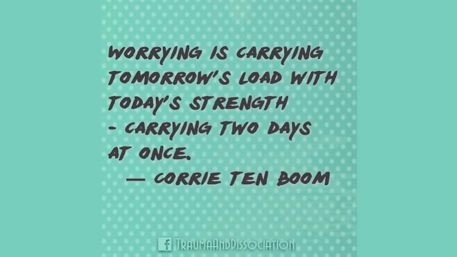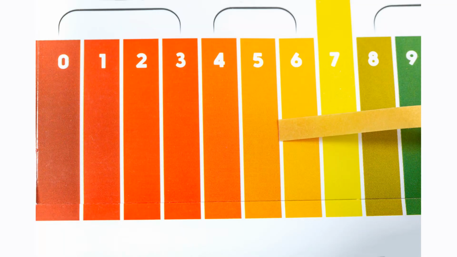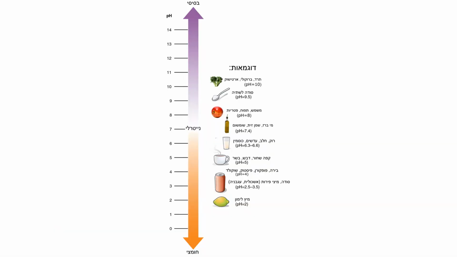The strength of an acid or base is determined by its dissociation constant, which is a measure of how much it dissociates in water. In the next segment, we will discuss the concept of pH and how it relates to acids and bases. pH is a measure of the acidity or basicity of a solution. It is defined as the negative logarithm of the hydrogen ion concentration in moles per liter: pH equals negative log [H+].